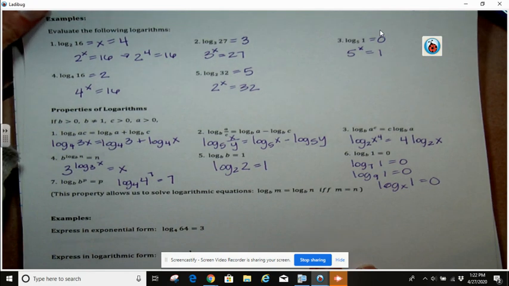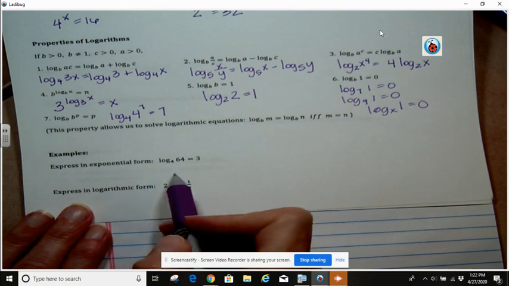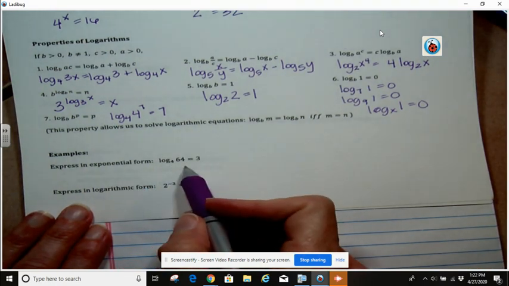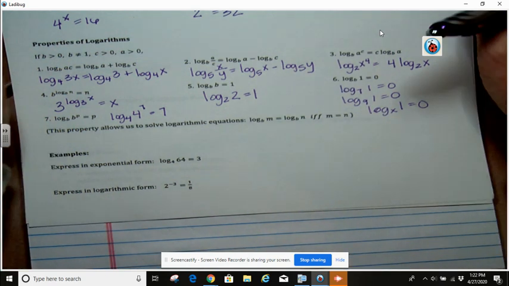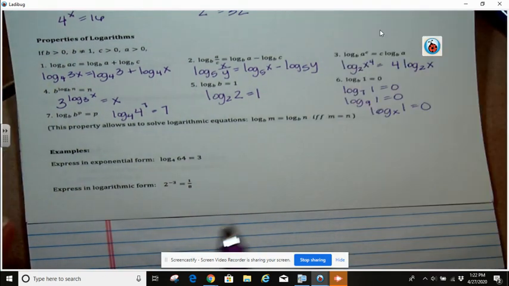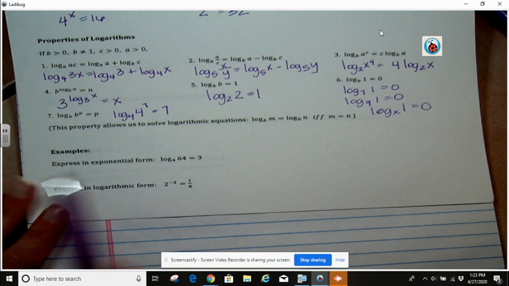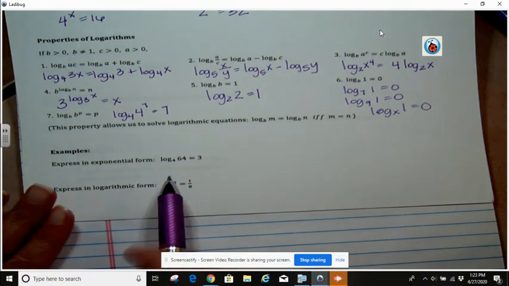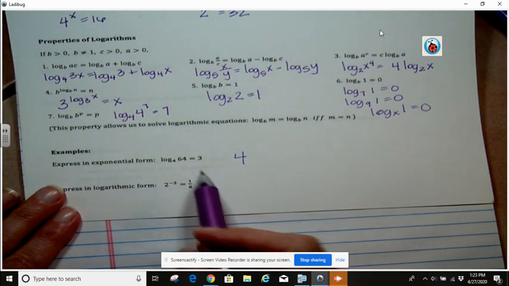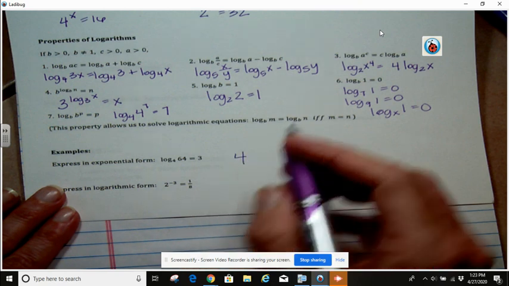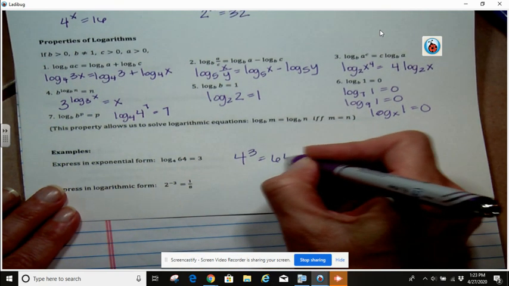Okay, so let's look at some of the practice problems. We want to be able to write in exponential form. So again, if you want to pause the video and work through some of these and then come back to check your work, you can. Express in exponential form. So the base of the log will also be the base of the exponent, and then the 64 and 3 will swap sides, so it'll be 4 cubed equals 64.